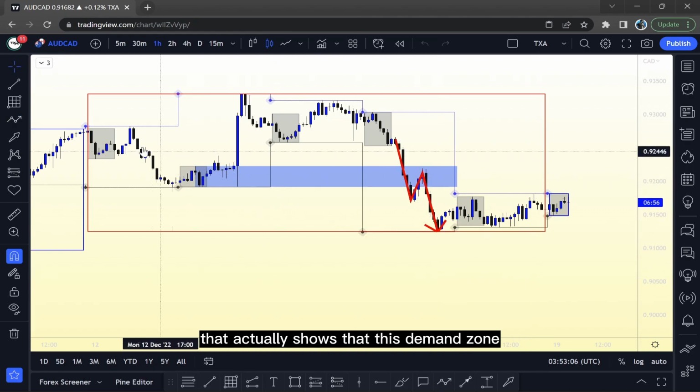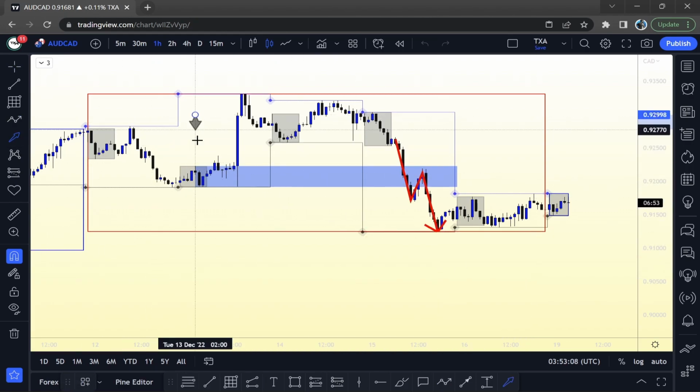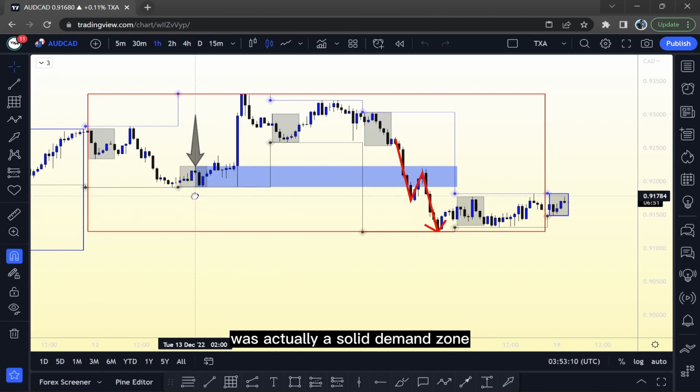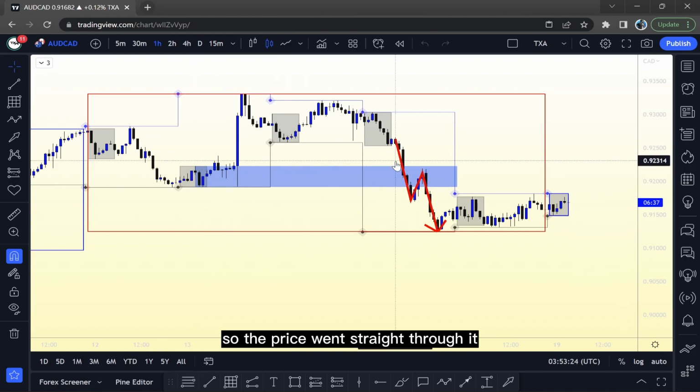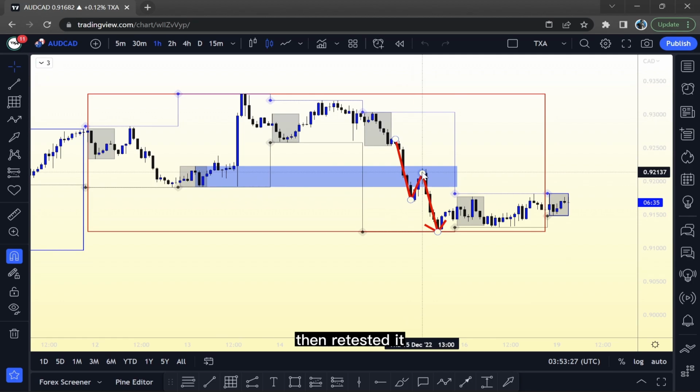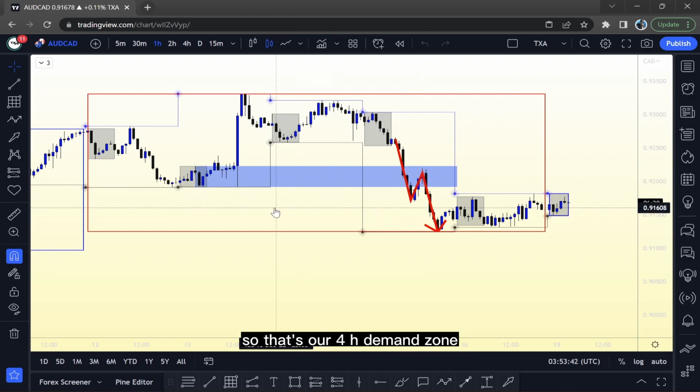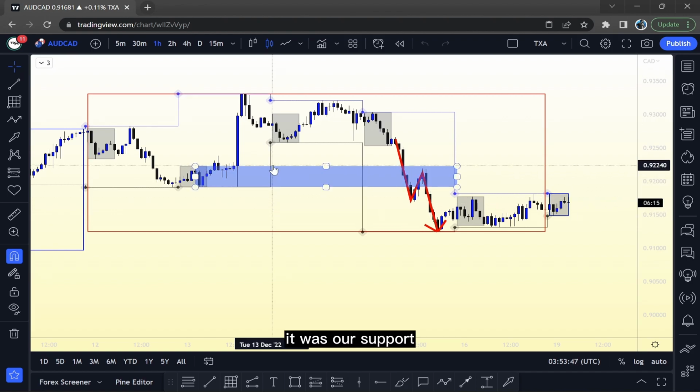That actually shows that this demand zone was a solid demand zone. So the price went straight through it, then retested it. That happens often. If you mark out your zone and price goes through it, do not remove the marking. Leave it on the chart, because there's a high chance that the price is going to retest that level. So that's our 4H demand zone. It was our support, but it now turned into resistance.